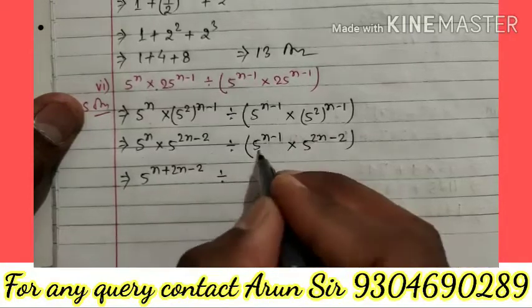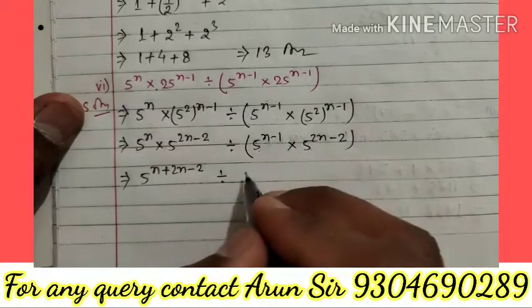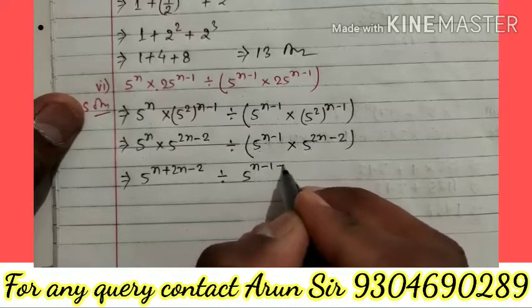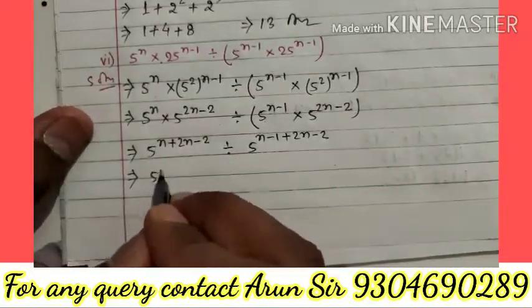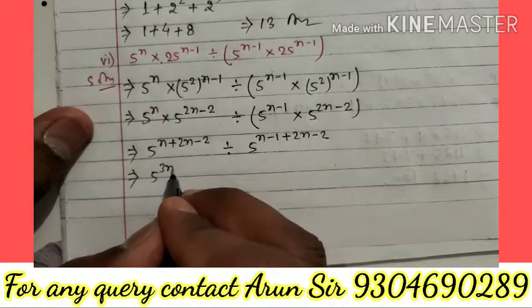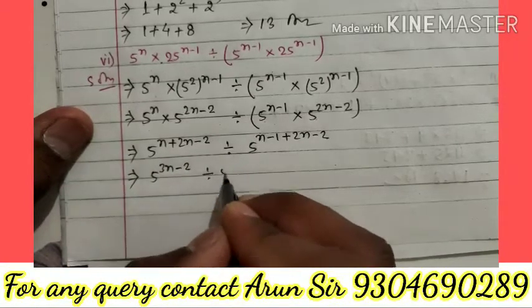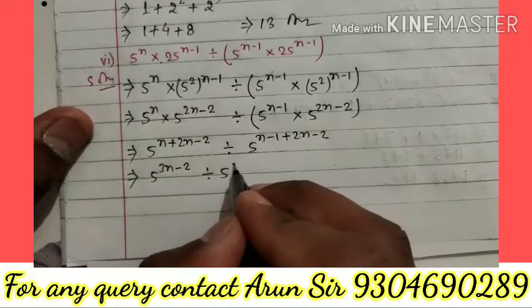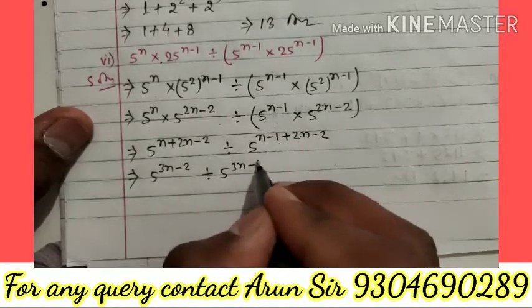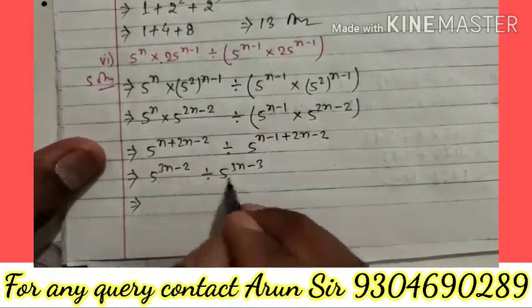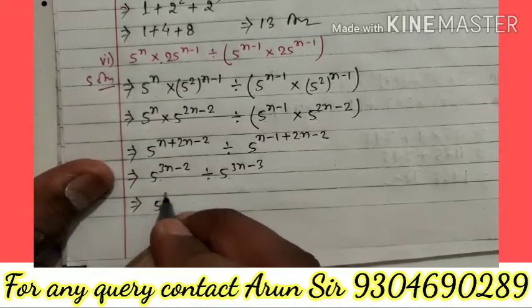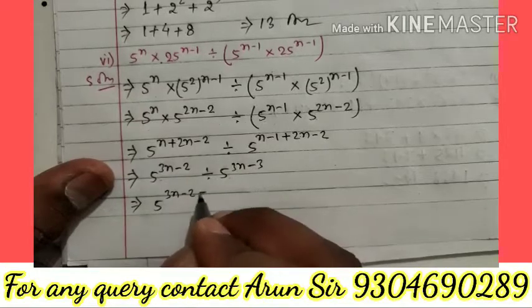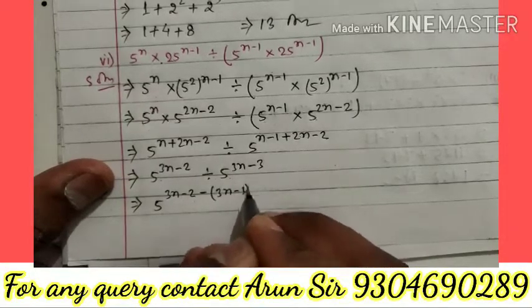Here also we can see bases are same, multiplication is there, powers will be added. n minus 1 plus 2n minus 2. In the next step we will write 5 to the power n plus 2n, 3n minus 2, divided by 5 to the power n plus 2n, 3n minus 1 minus 2, minus 3. Again we can see that bases are same and division is there, powers will be subtracted. 5 to the power 3n minus 2 minus 3n minus 3.